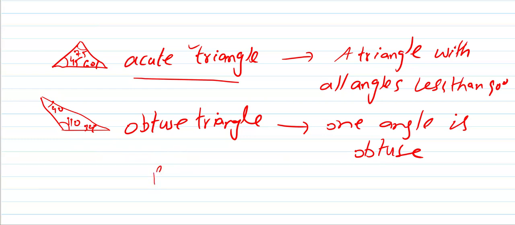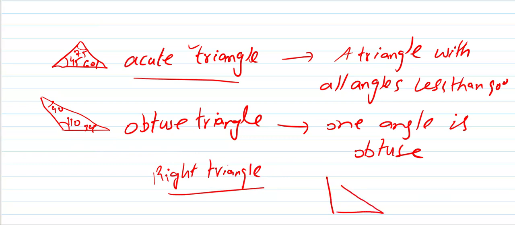Then comes the right triangle. A right triangle is a triangle in which one angle is 90 degrees. Like this one is the right triangle. This is a 90 degree angle, so we call it a right triangle. So that is a very basic thing that you already know. Most of you already know about that. There is nothing new in that.